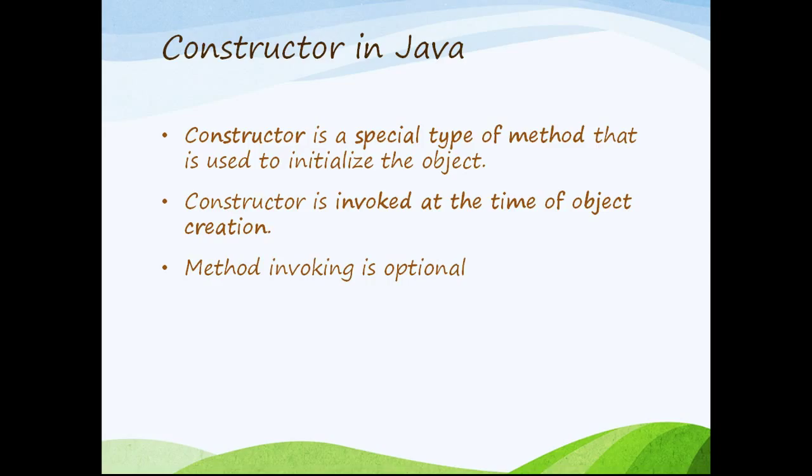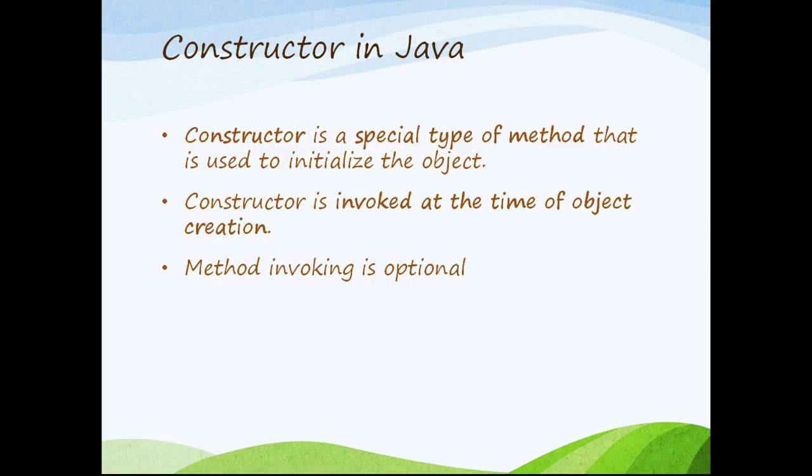So a constructor is a special type of method that is used to initialize the object. A constructor is invoked at the time of object creation. So when you are creating an object for your class, at that time itself the constructor will get started. A constructor is a special type of method but not actually a method, okay, and invoking it is optional. For this third line I will explain when I show you a program.